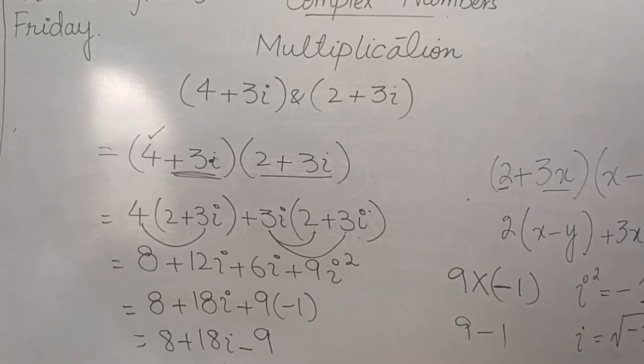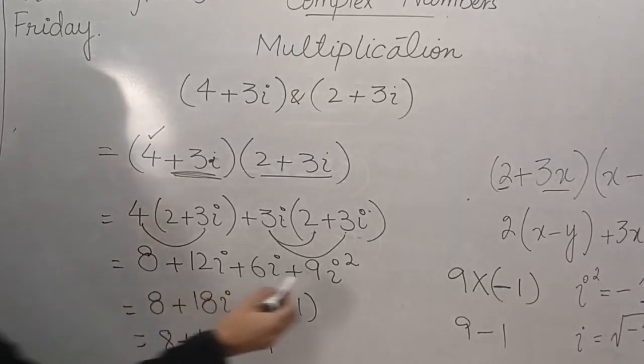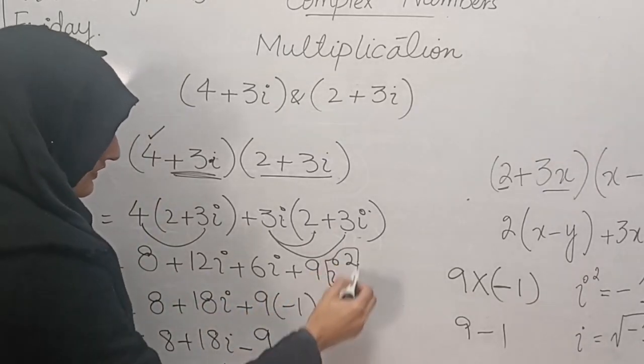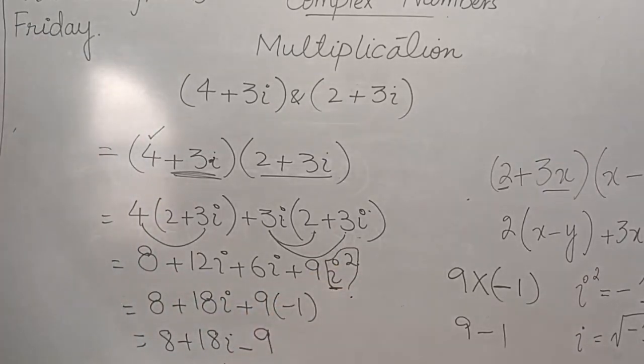In the multiplication, what will we do? We will simply take the first number of the first bracket and multiply it with the whole second bracket. Then take the second number and multiply it with the bracket as well. In multiplication, there is always a term of the form iota square. So put the value of iota square, then it will become a real number again. Then multiply, add, subtract, perform the operations, and you will get your answer.